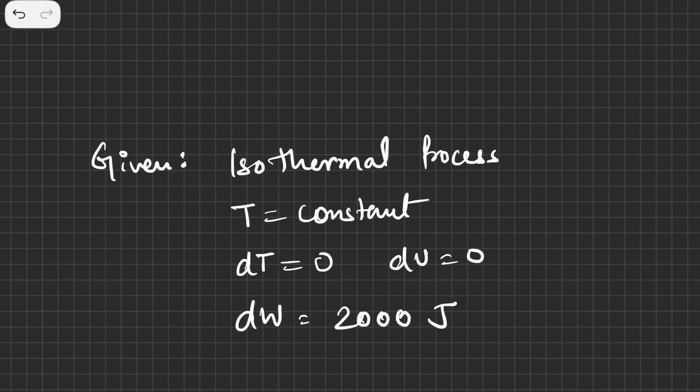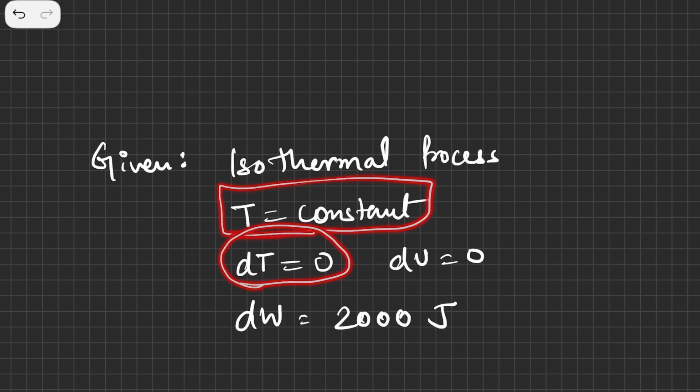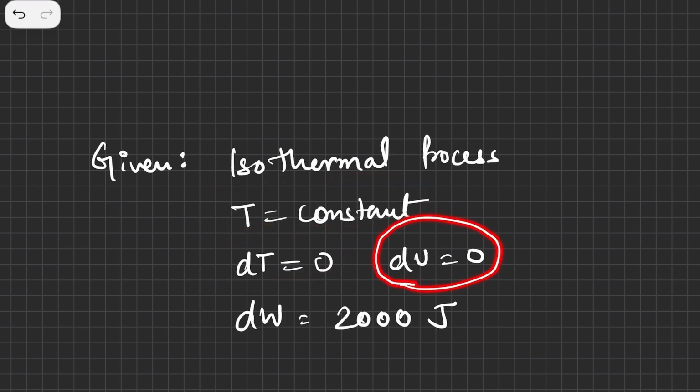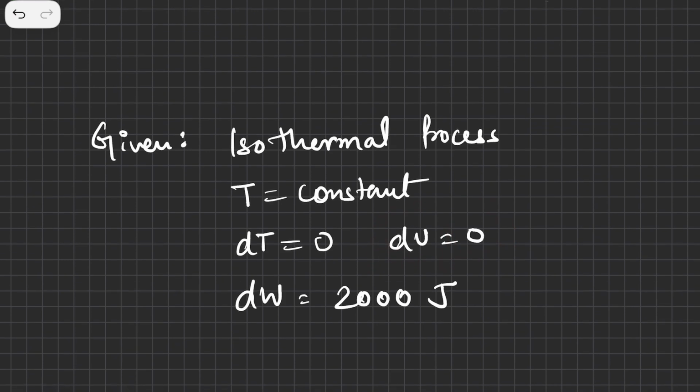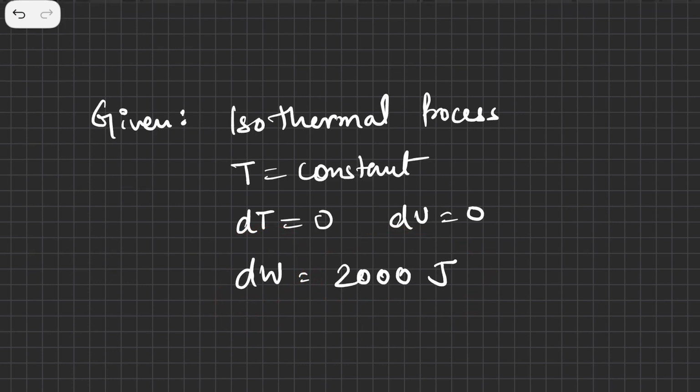So I have represented the data in the given form. It's an isothermal process. This actually signifies that the process is happening at a constant temperature. So if the temperature is constant, the change in temperature is 0. As the change in temperature is 0, the change in internal energy is 0. Basically, this step is the key to the entire problem. Nowhere is it mentioned directly. The process is given as isothermal, which signifies that the temperature is constant, the change in temperature is 0, and internal energy depends on the temperature. So the change in internal energy is also 0, and they are saying that the work done is 2000 joules.